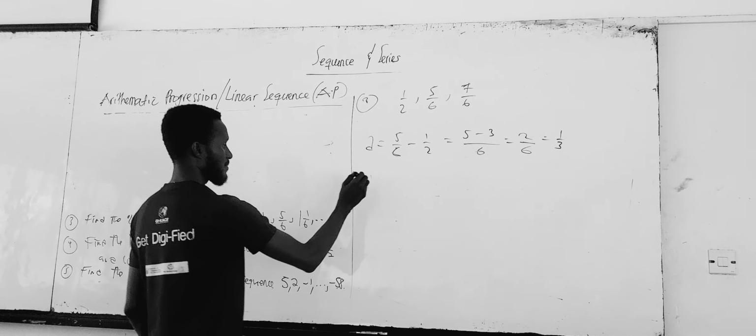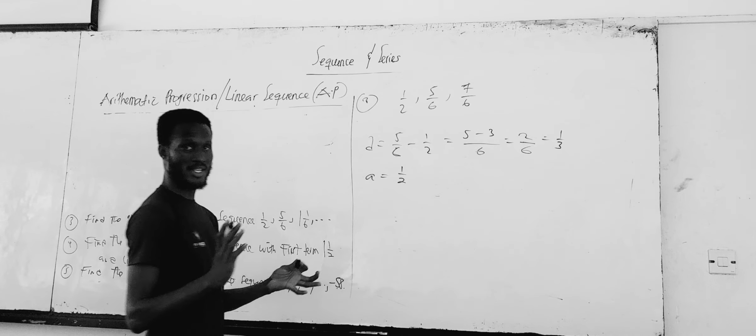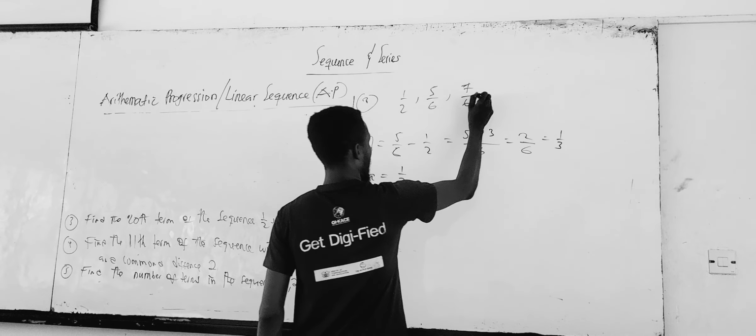Now, what is the first term? The first term A is 1 out of 2, and that is what we need. What are we looking for? Now, don't forget that this one is an infinite sequence.